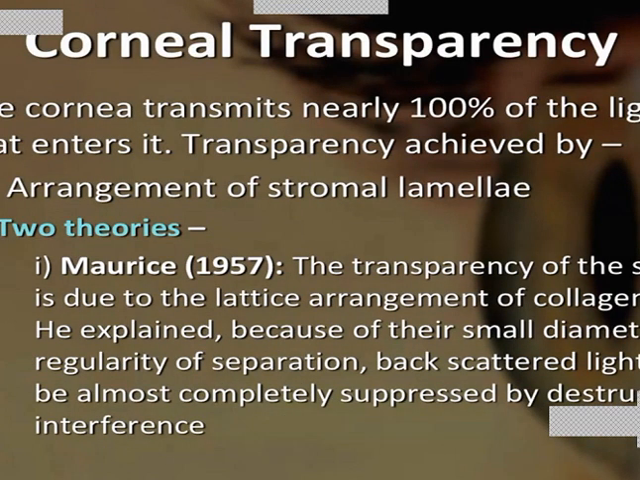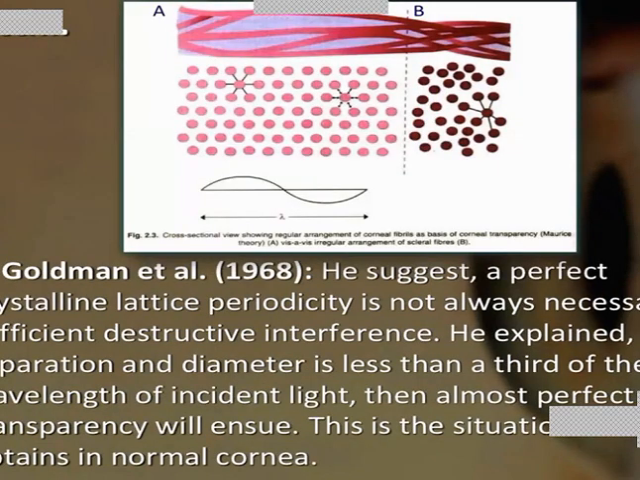So, corneal transparency theory. Two theories are there. One is Maurice's theory, transparency of stroma, and the regular arrangement of the corneal stromal lamellae. If they are regularly arranged like this, anything will be cancelled. Any ray which is diffracted irregularly can produce destructive diffraction.